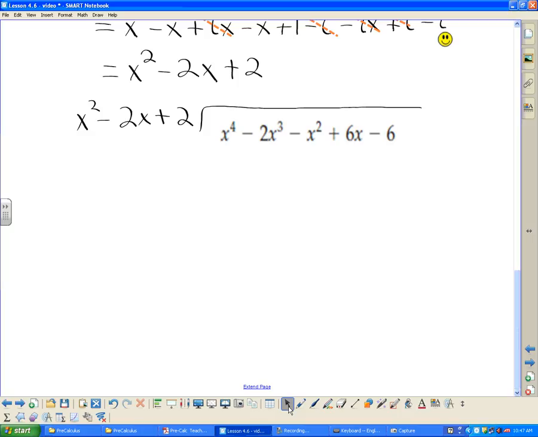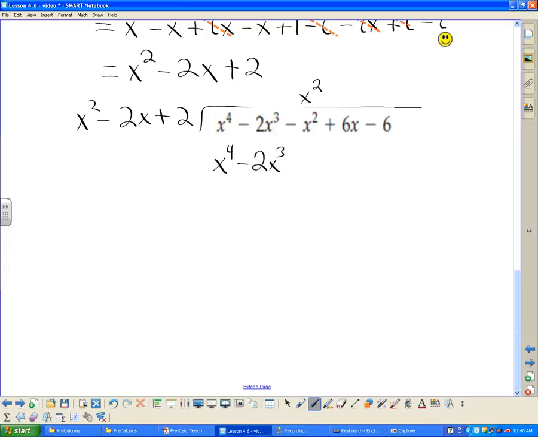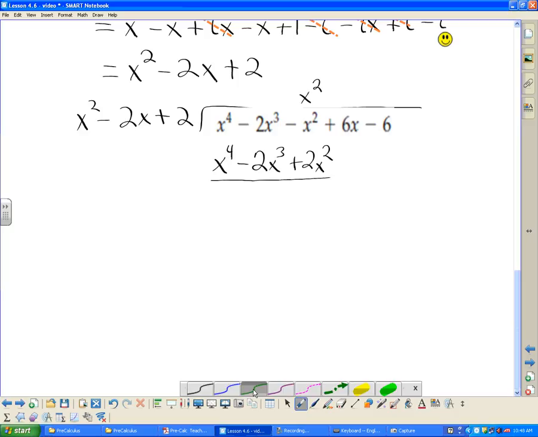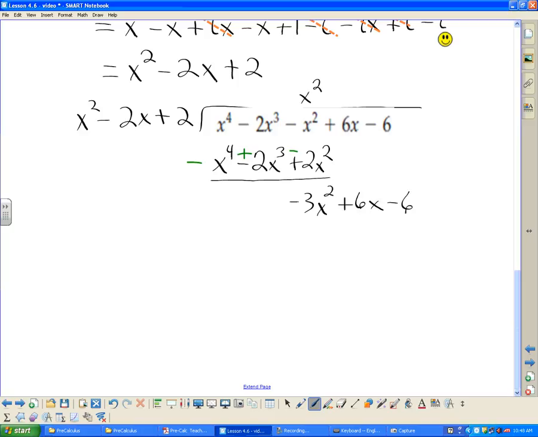So we're going to ask ourselves, how many times does x squared go into x to the fourth? That would be x squared times. So we put our x squared there, and we multiply. So we get x to the fourth minus 2x cubed plus 2x squared. And then we're going to subtract, and as a reminder, when we subtract, that means we're going to change the signs: negative, positive, and negative. So x to the fourth minus x to the fourth is 0. 2x cubed minus 2x cubed is 0. And then we get negative 3x squared here, and we'll bring down the 6x and the minus 6.